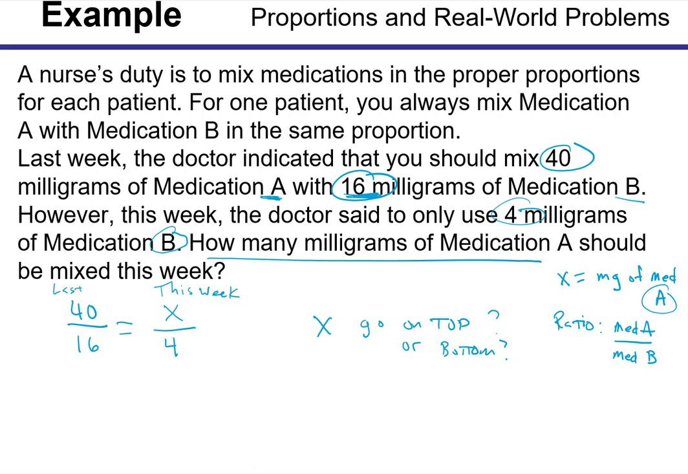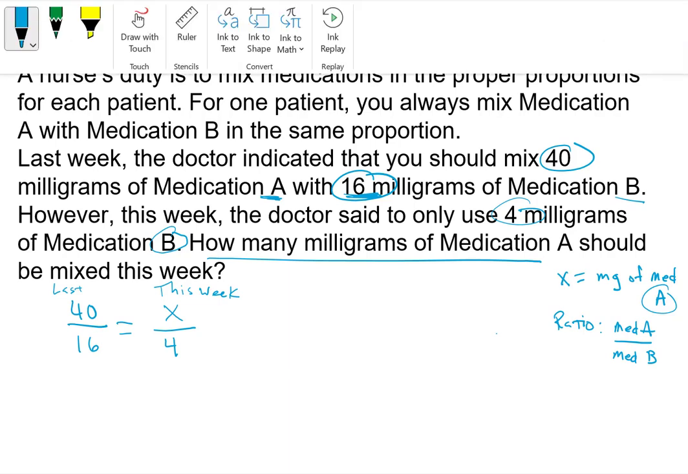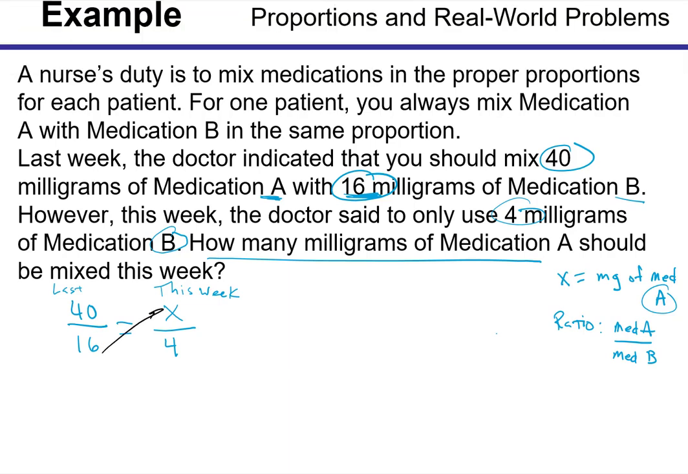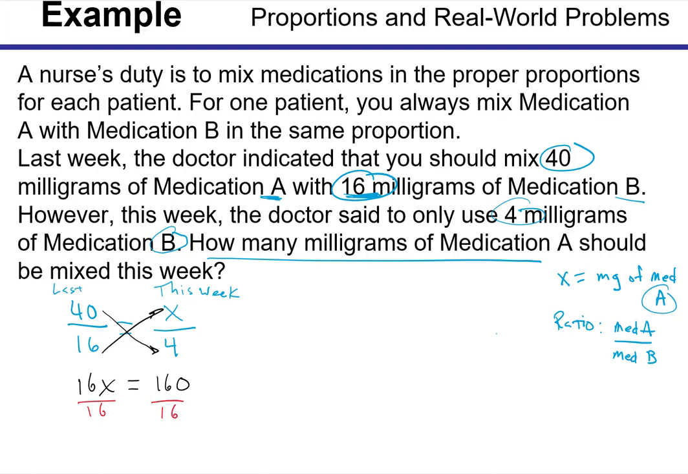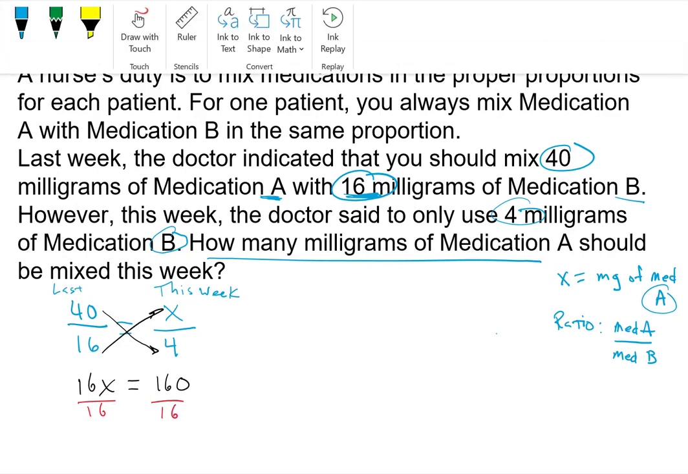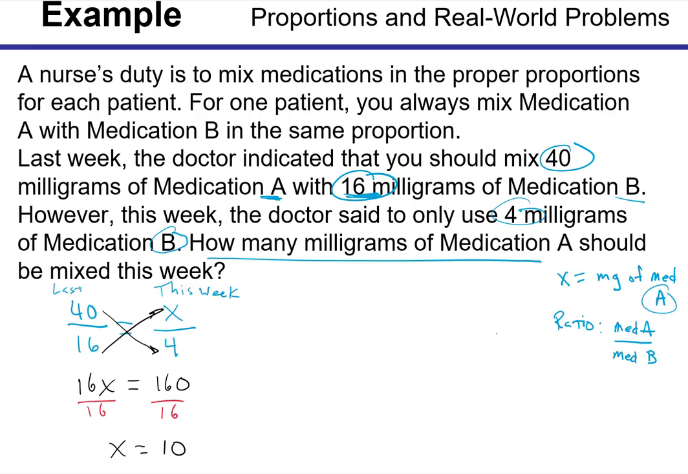Okay, so now I'm going to erase my scratch work over here, and we're ready to solve. Let's cross multiply. 16 times x, I'm going to put that on the left, equals, in the middle, cross the other multiplication, 40 times 4 is 160. And we've got a simple equation now. Let's divide by 16 on both sides, and we will get our x answer. X equals 10.